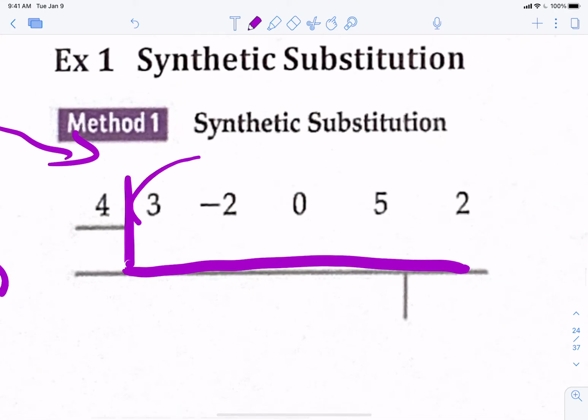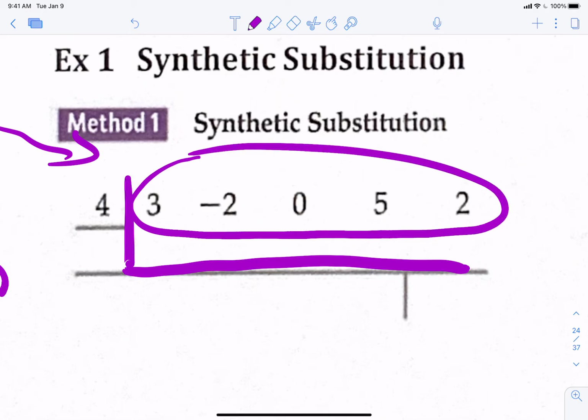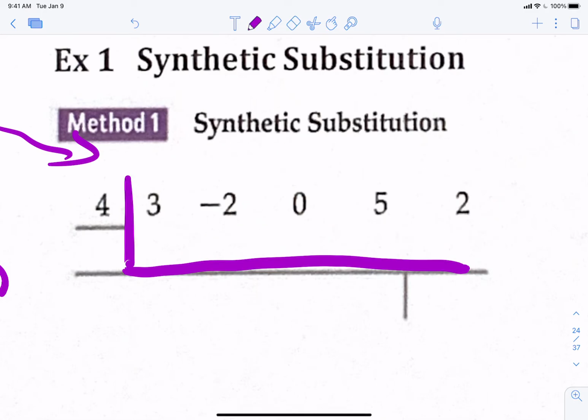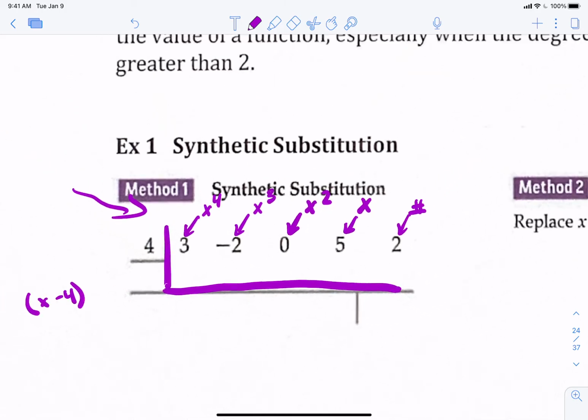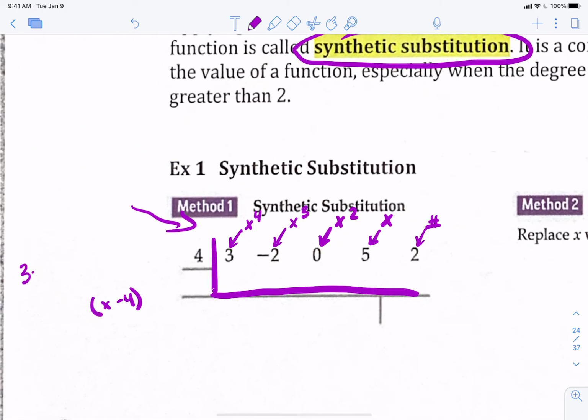Now, what does this thing look like if I put the x's and stuff back into it? This guy is going to be my number, right? The 5 is going to have an x. The 0 is going to have x squared. The negative 2 is going to have an x to the third power. The 3 is going to have an x to the fourth power. Does that make sense? Okay, so what we were dividing was 3x to the fourth minus 2x to the third. Do you see where I'm getting these numbers from? Plus 0x squared plus 5x plus 2. And I was taking that and dividing by x minus 4.